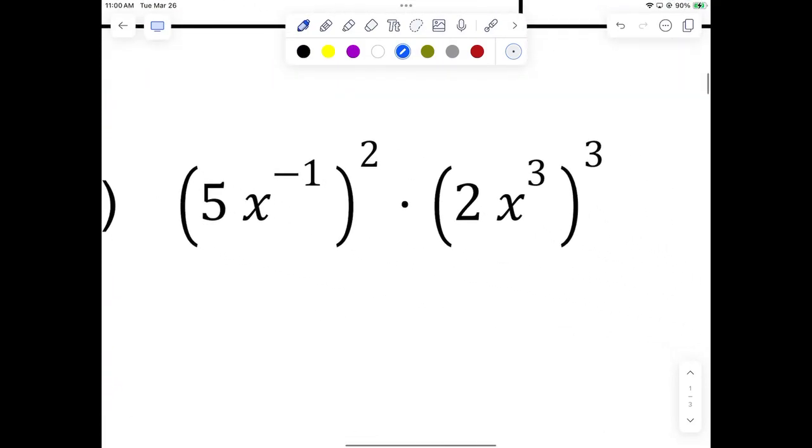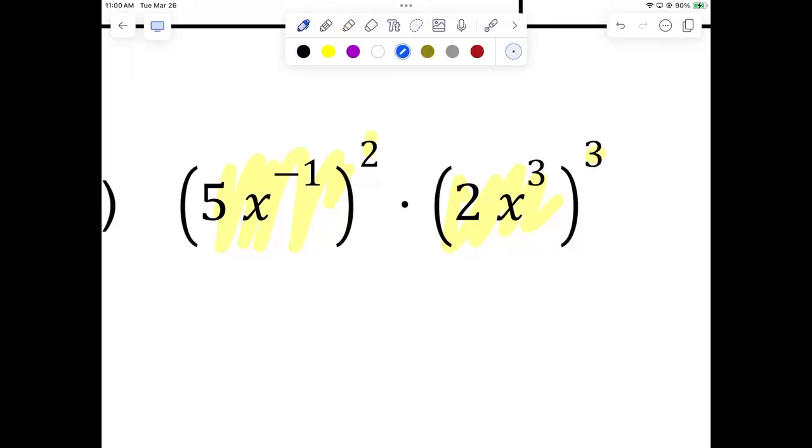Number 2. Whoa, boy. Now I have two factor groups. Okay. This big group squared times this big group cubed. Your goal is to tear down walls. Your goal is to get rid of parentheses. If you can get rid of parentheses, you can start combining like factors. So to get rid of the parentheses, I have to distribute the 2, and I have to distribute the 3.